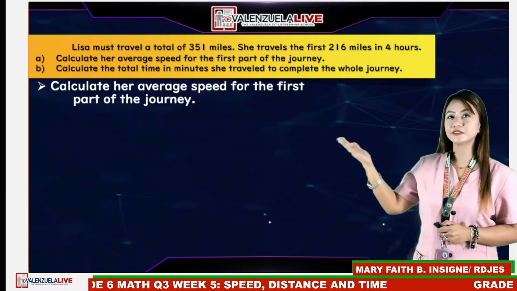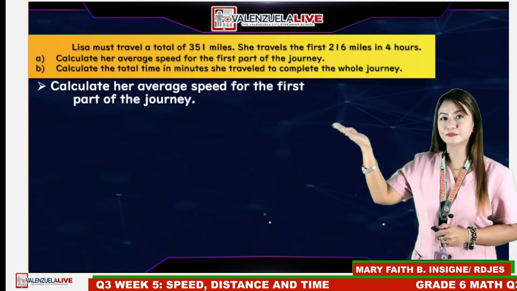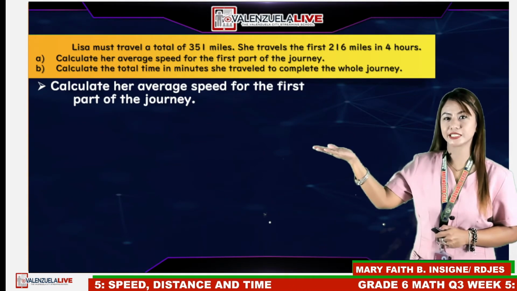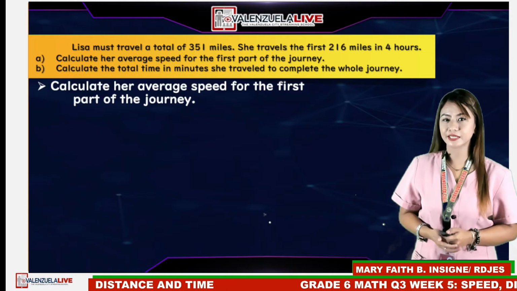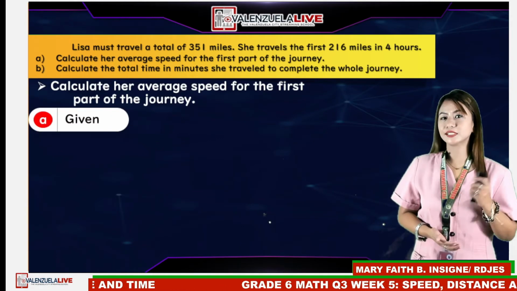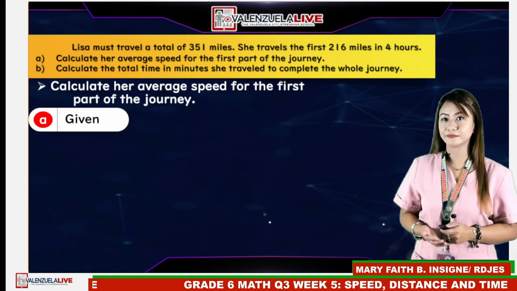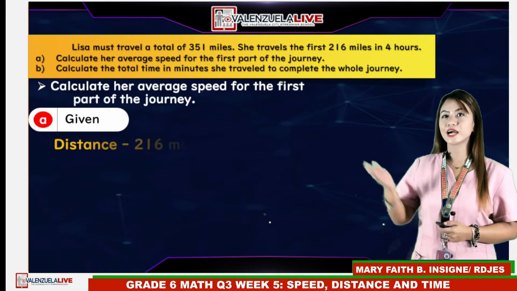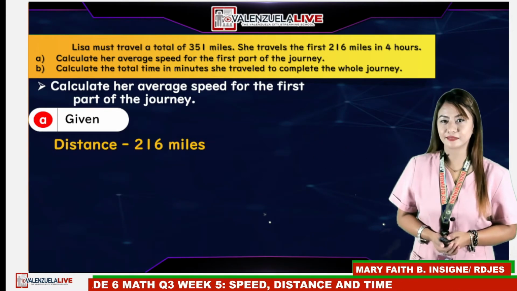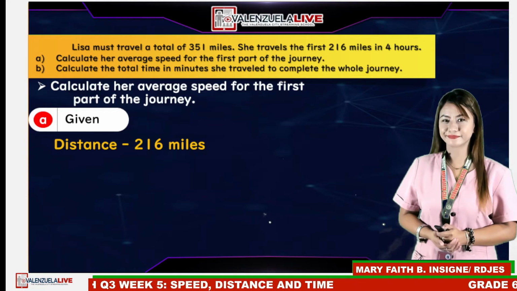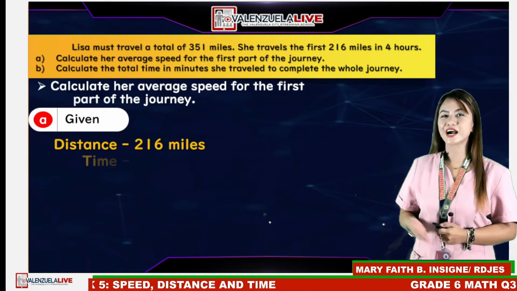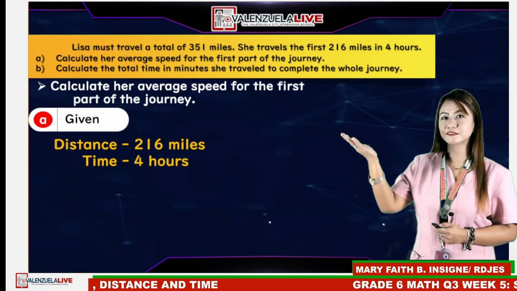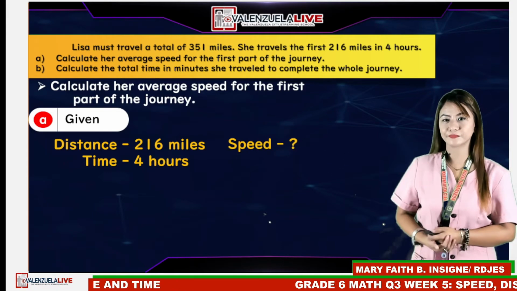Now, we need to calculate her average speed for the first part of the journey. But let's identify the given. So, the distance in this problem is? Correct. We have 216 miles. How about the time? Great job. We have 4 hours. And the speed is unknown also.